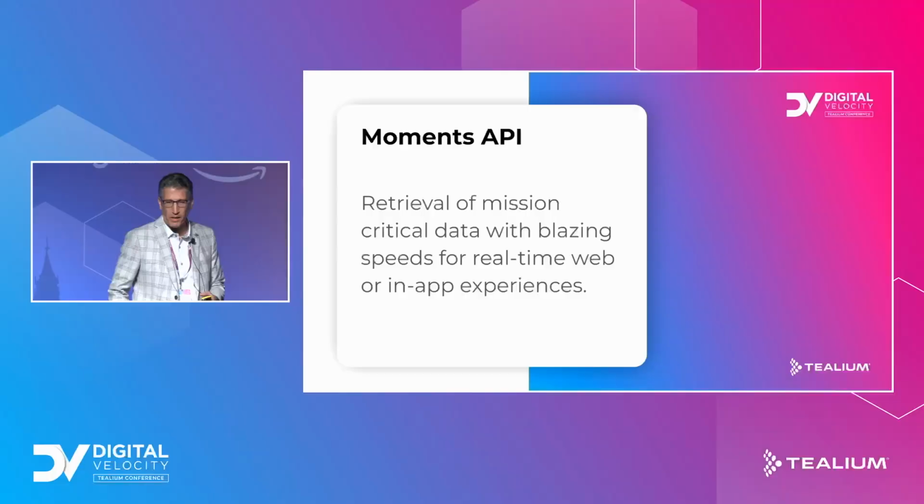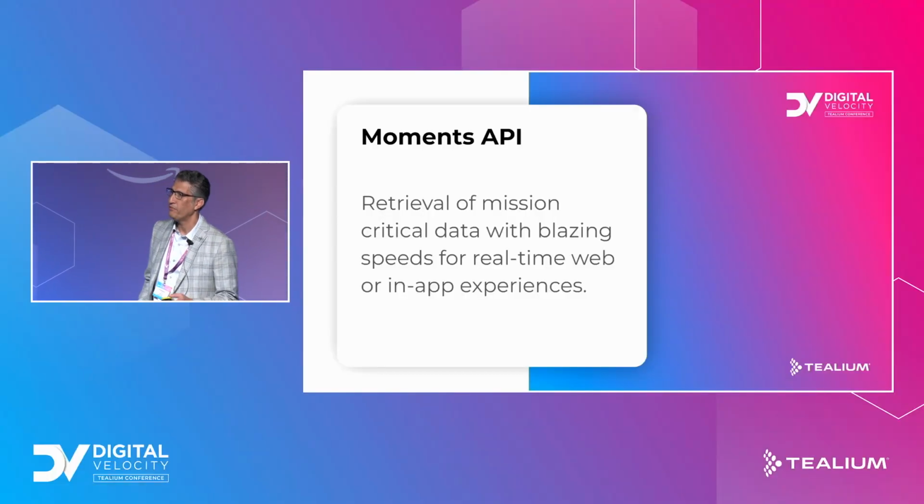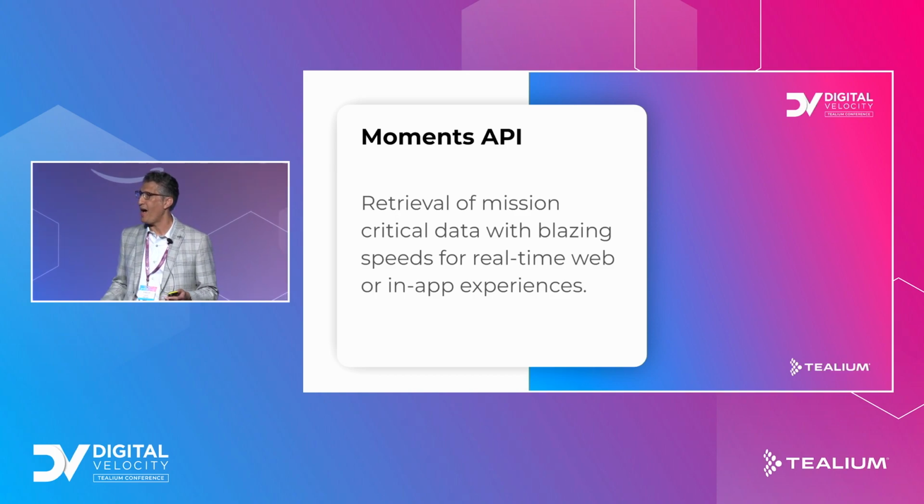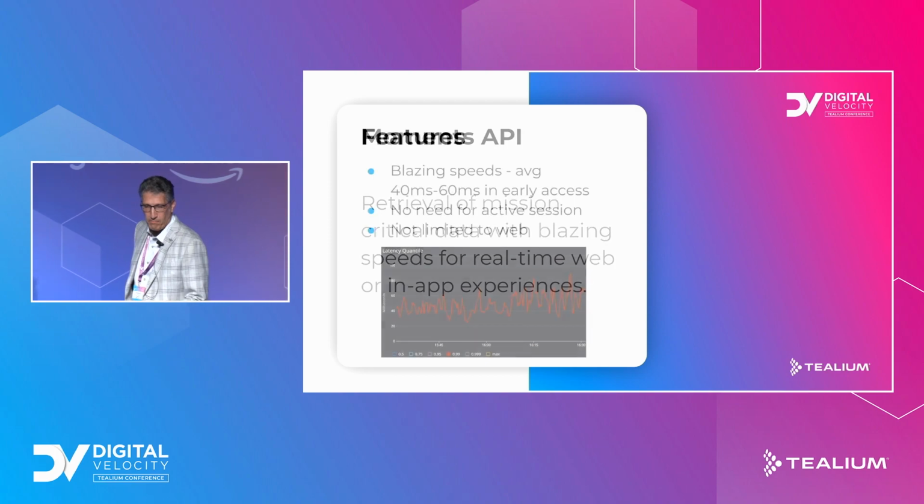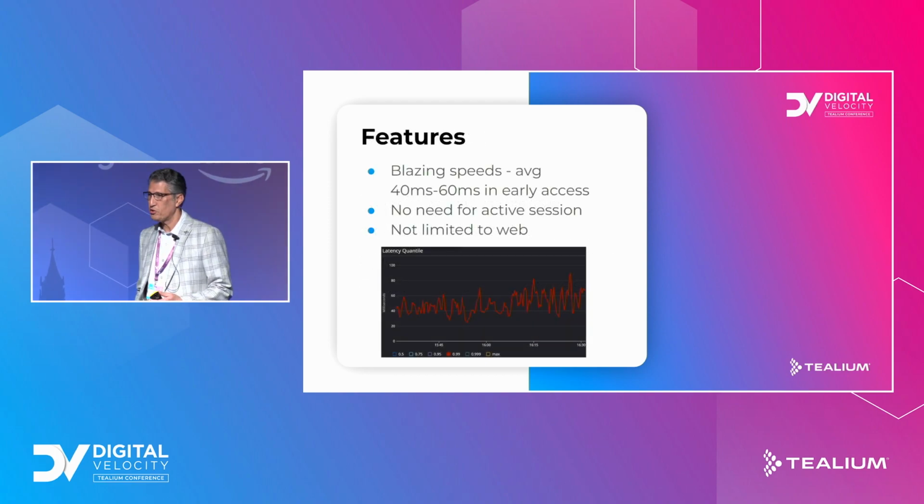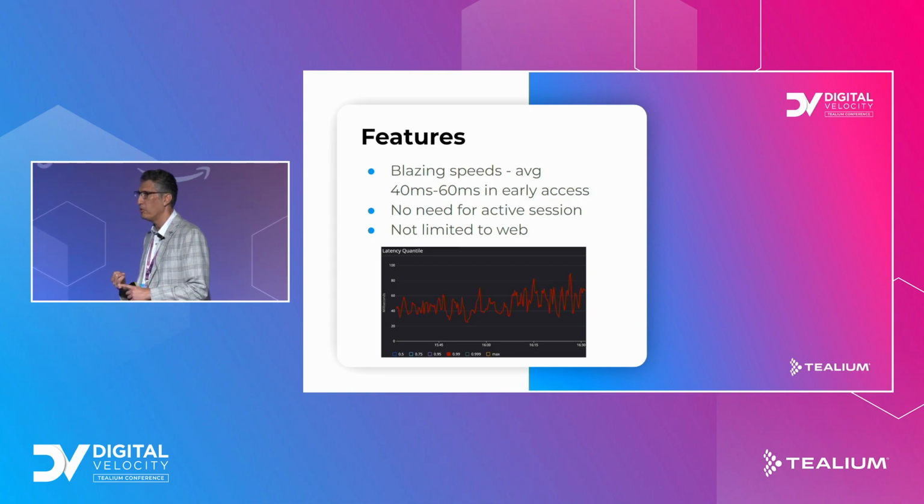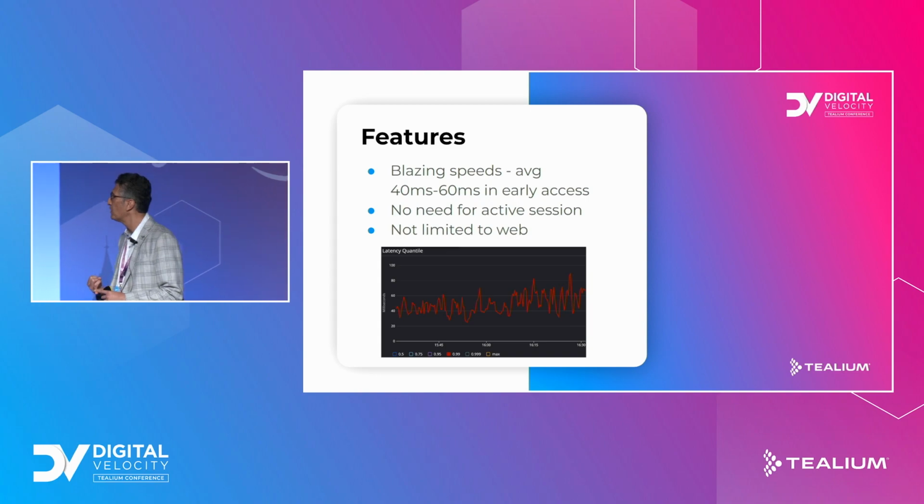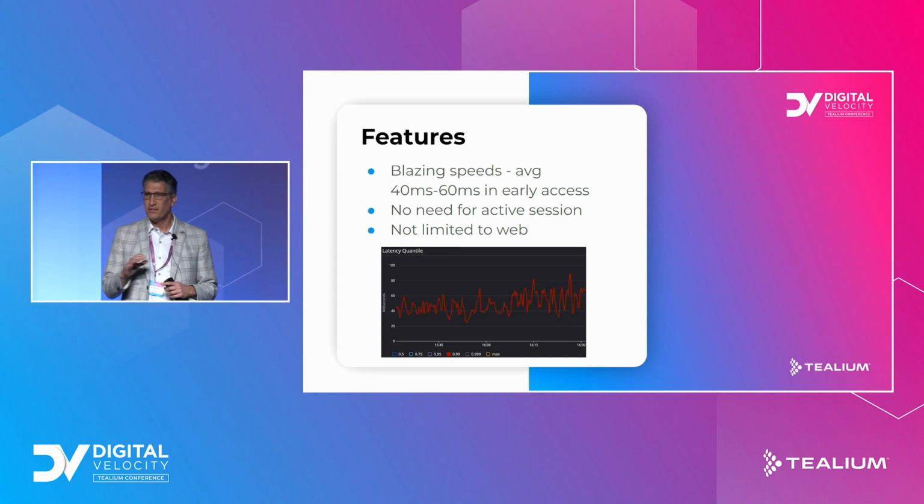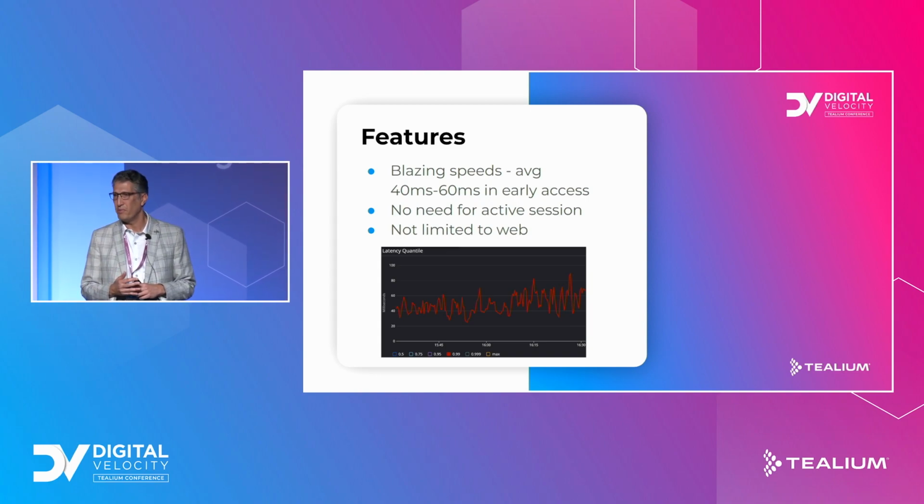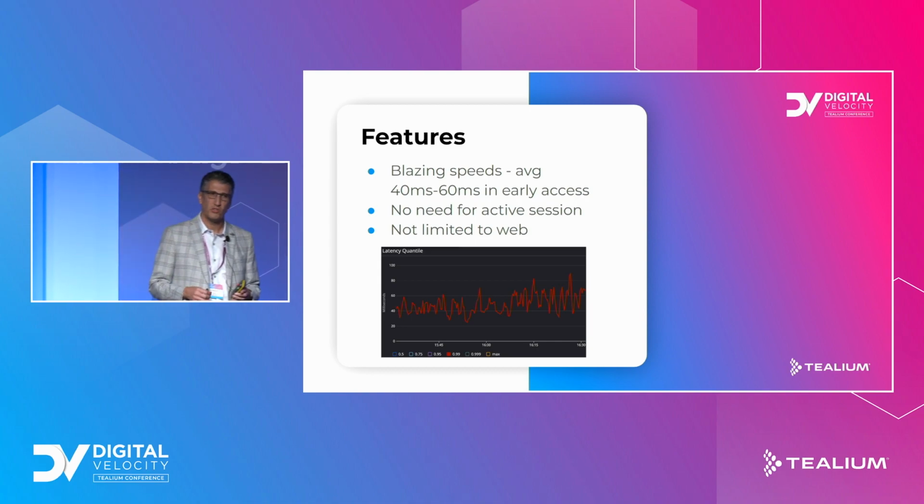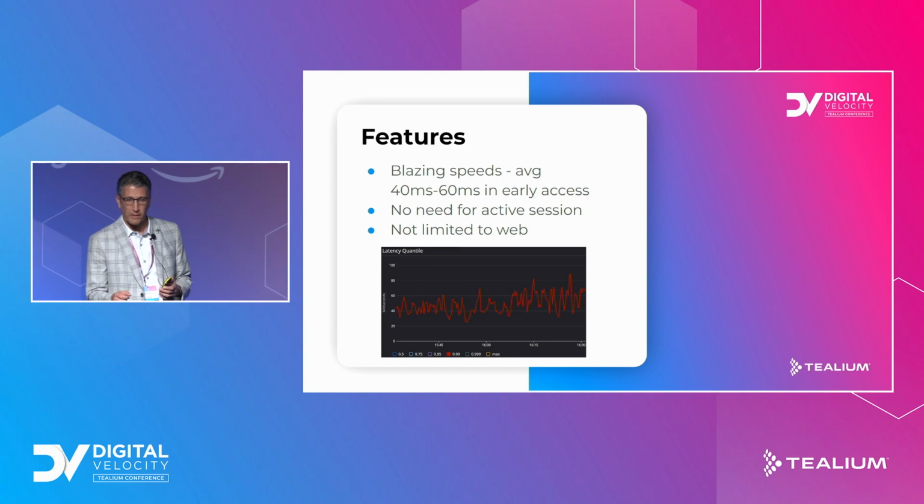With Moments API, you can retrieve these mission-critical data points out of Audience Stream with blazing speed. We built this thing for speed, and the data points that we're seeing are absolutely phenomenal. In our early access tests, we're typically seeing speeds in the 40 to 60 millisecond range to retrieve data. So really, we can get this data very, very quickly.